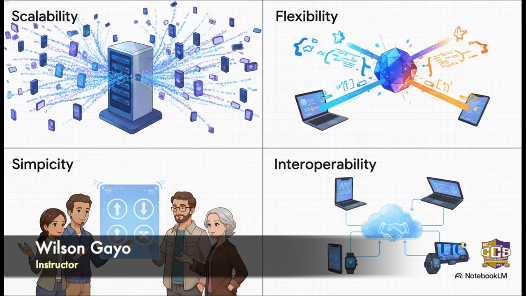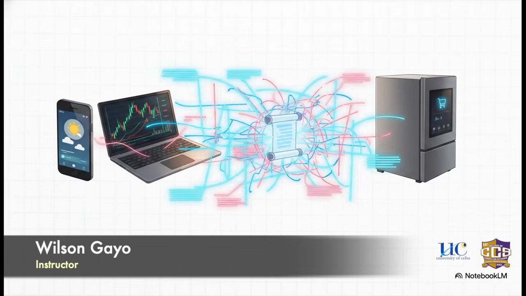Then there's flexibility. REST doesn't really care what format the data's in. It can be JSON, XML, whatever. It's also simple. It uses the same basic HTTP commands the web has been using for decades. And all of that leads to the big one, interoperability. Basically, if a device can speak HTTP, which is pretty much everything connected to the internet, it can use a REST API.